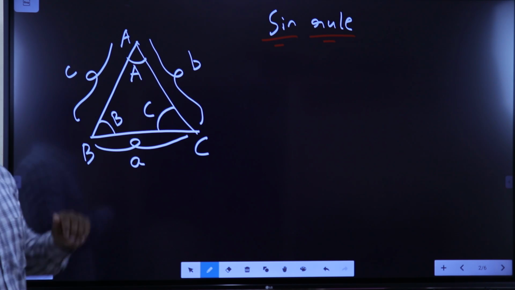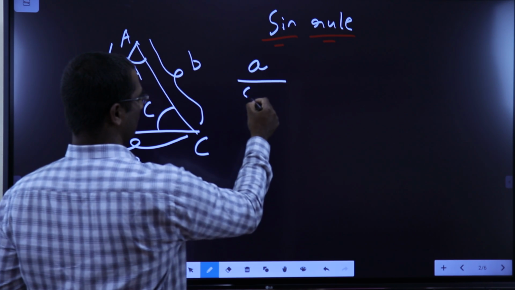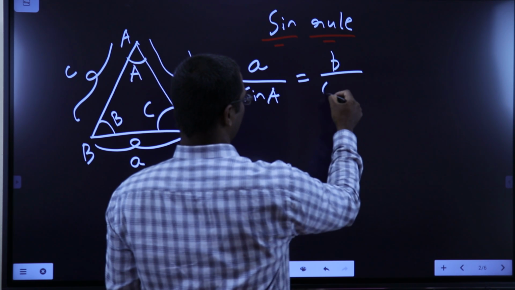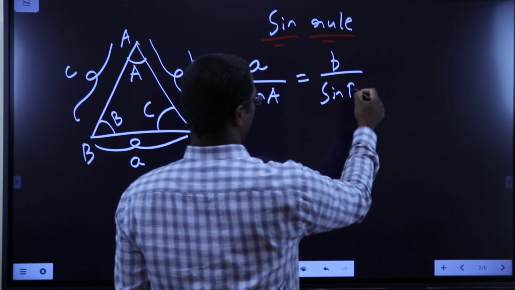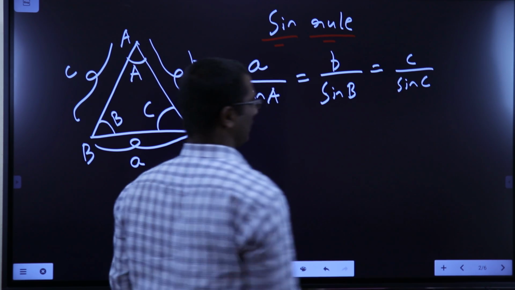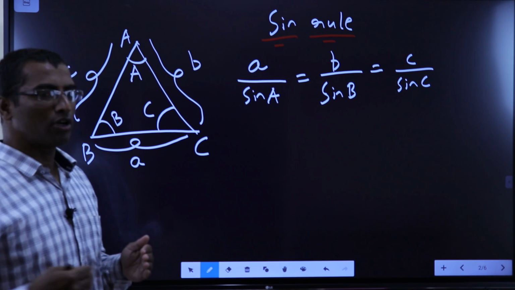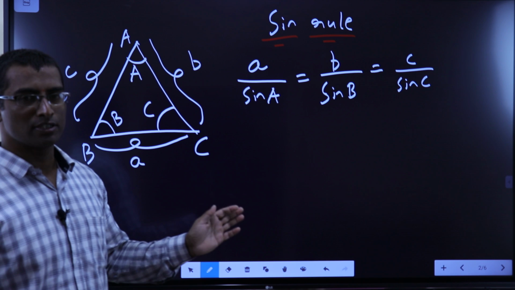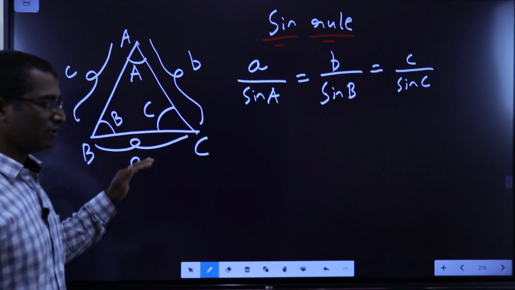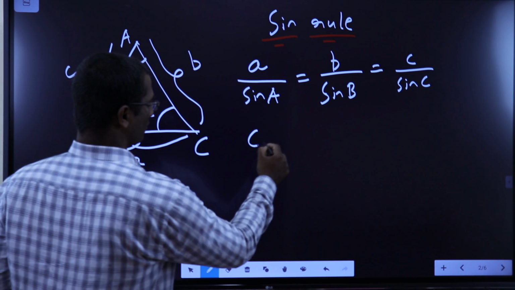Okay. Now what is sine rule? Sine rule is nothing but a by sine A equal to b by sine B equal to c by sine C. As per our requirement, what we need to find, I select any two ratios and find whatever I need to find. Okay. If it is not a right angle triangle, I can go with sine rule or cos rule.